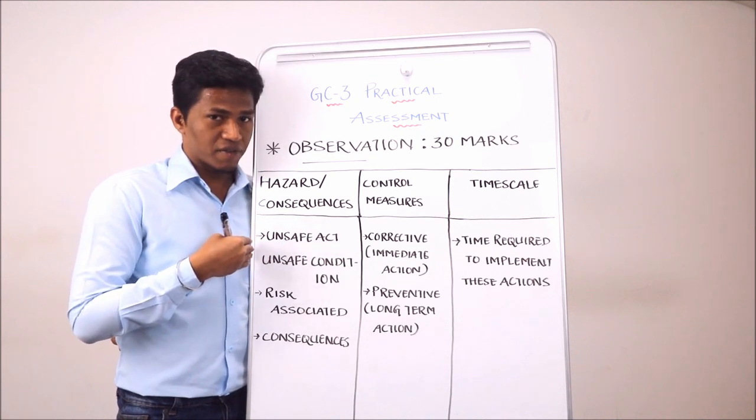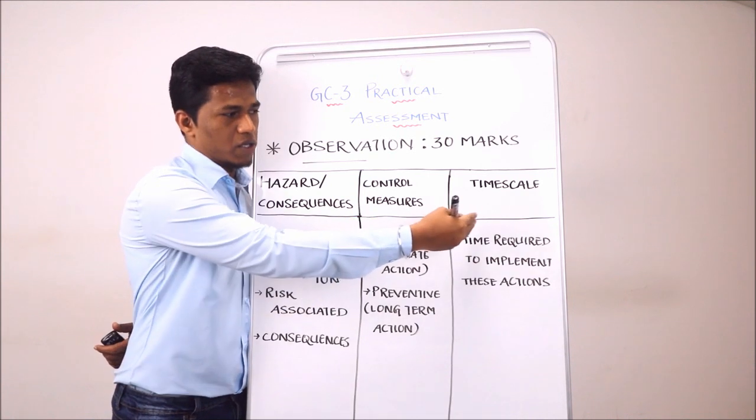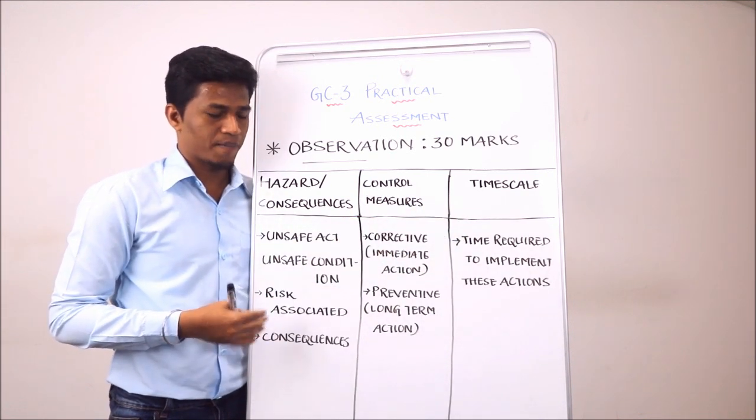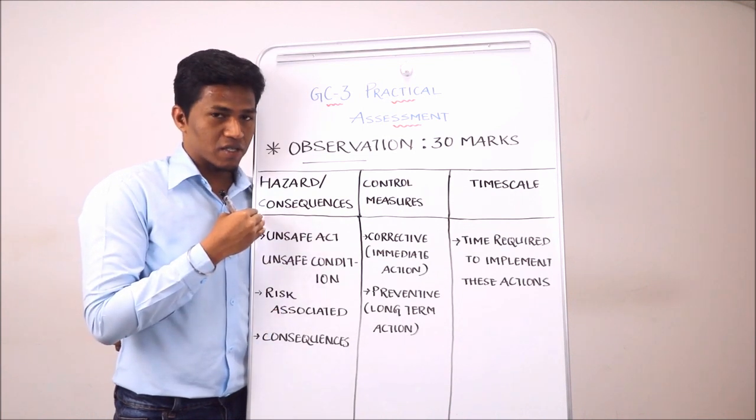Your first column is given for hazard and consequences. Then your second column is given for control measures. The third column is given for your time scale. What has to be written under each section? Take your first one, hazard and consequences.